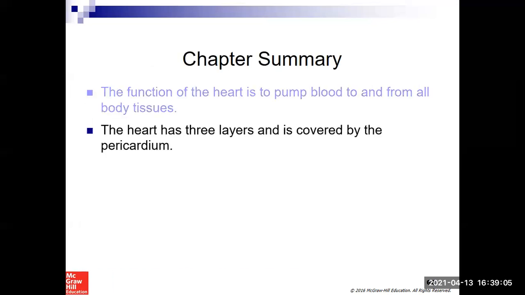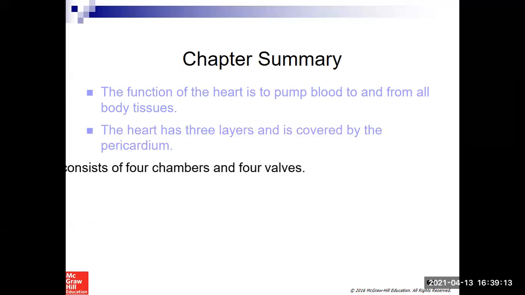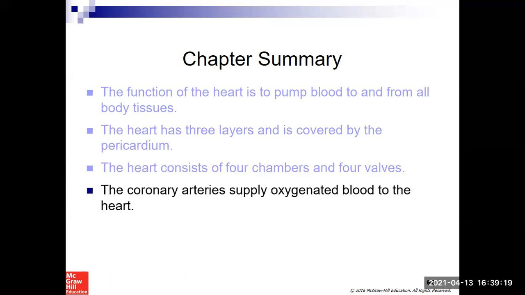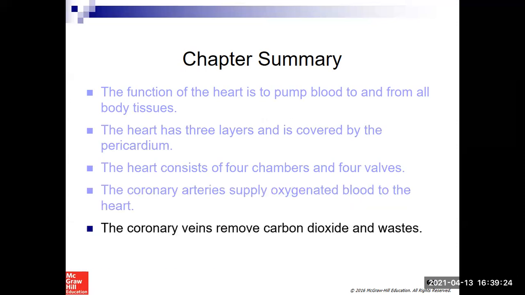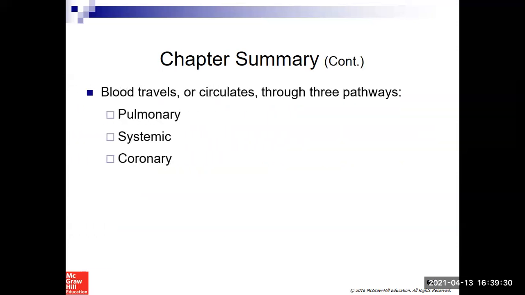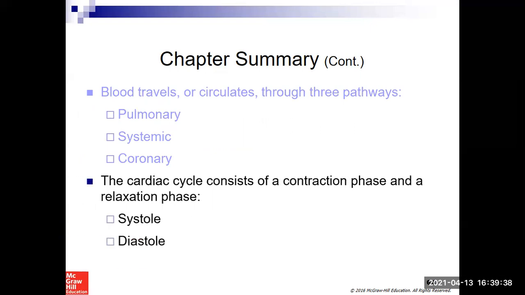Your chapter summary. The function of the heart is to pump blood to and from all body tissues. The heart has 3 layers and is covered by the pericardium. The heart consists of 4 chambers and 4 valves. The coronary arteries supply oxygenated blood to the heart, and the coronary veins remove carbon dioxide and waste. Blood circulates through 3 pathways: pulmonary, systemic, or coronary. The cardiac cycle consists of a contraction phase and a relaxation phase, which is systole and diastole.